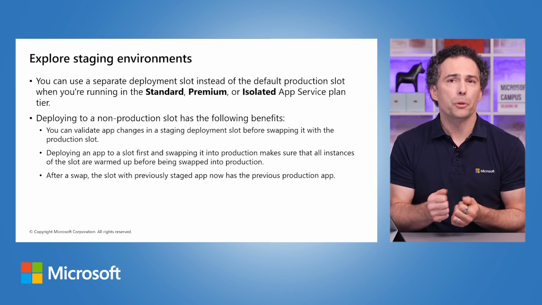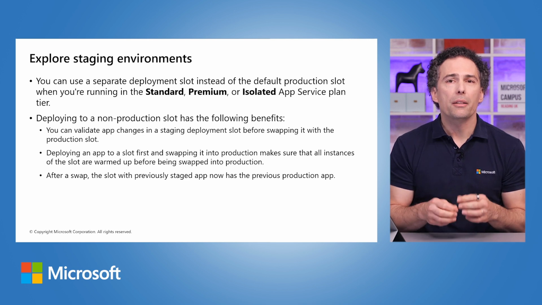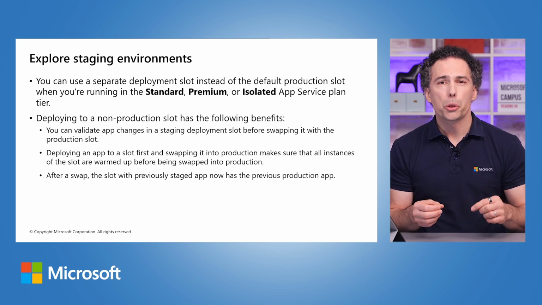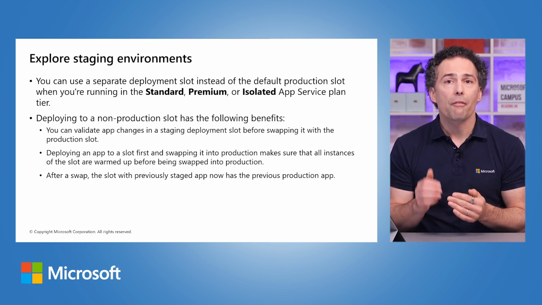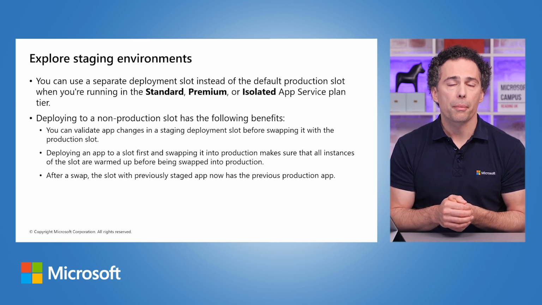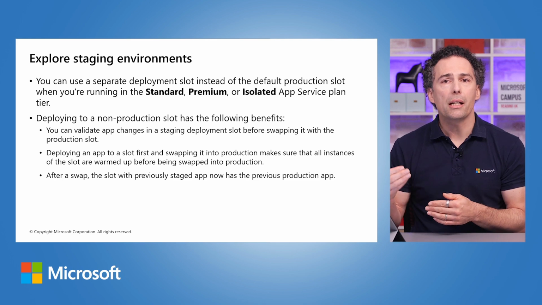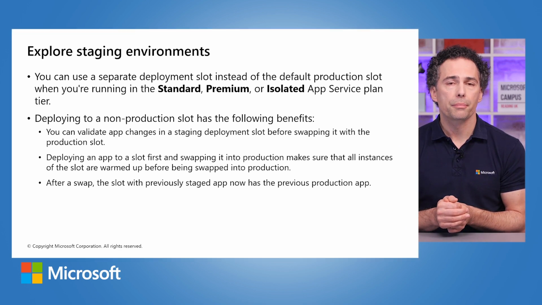With any App Service plan tier, you get a default production slot for all app services that are running on top of this plan. If you choose the standard tier, you get 5 deployment slots on top. And if you pick Premium or Isolated, you get up to 20 slots per app service.